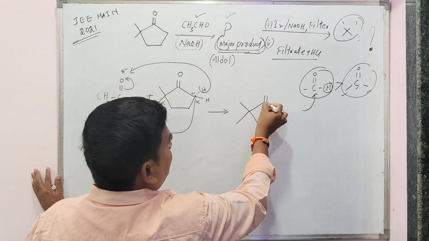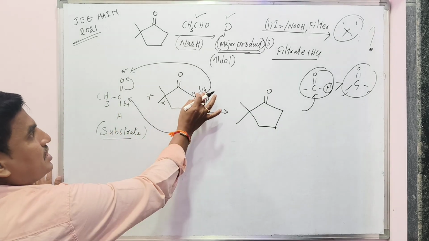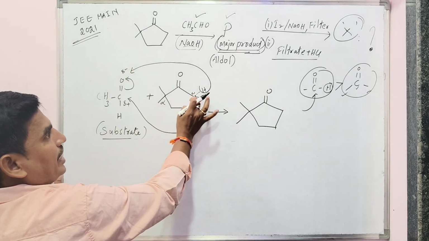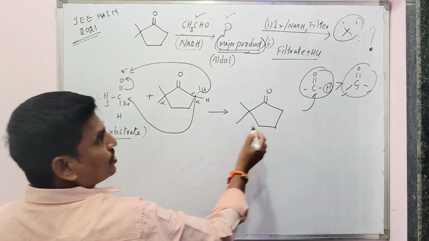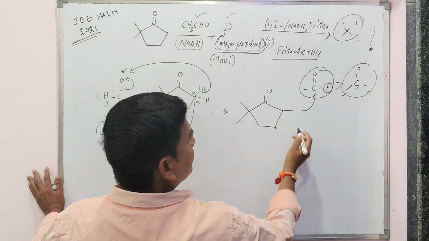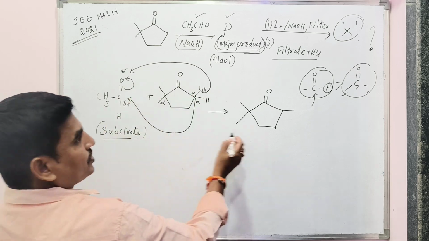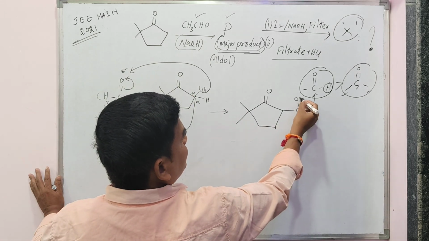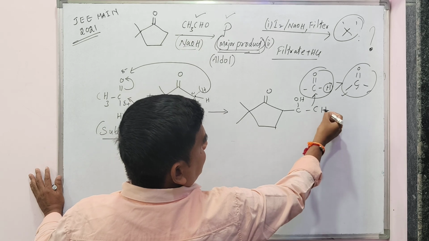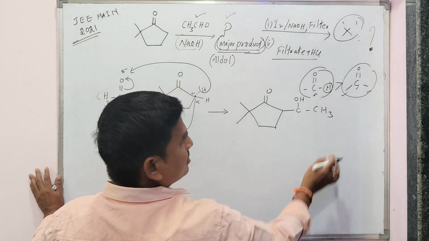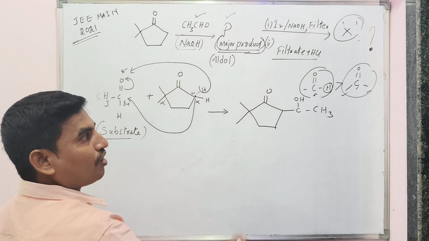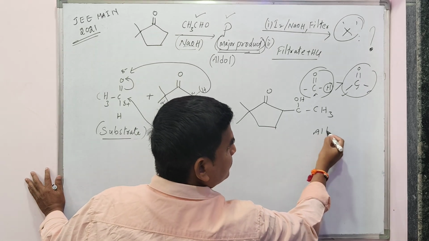Right? It has C double bond O. Here the hydrogen is joined here, and this carbon is joined here. So, being joined here, what we get is this carbon. Right? This carbon is joined here. Here is the carbon, here is OH, here is CH3. So we are getting this product. So it is called the aldol product.